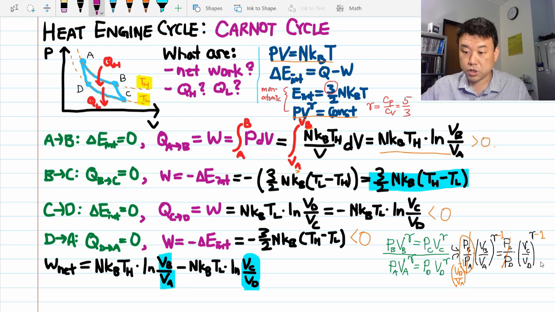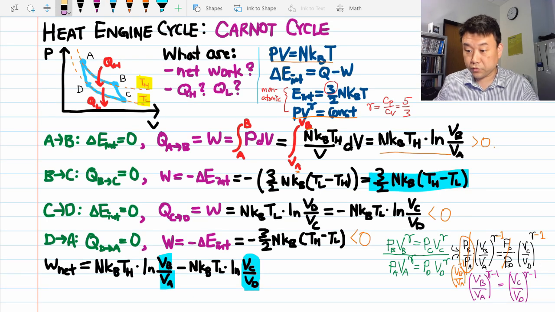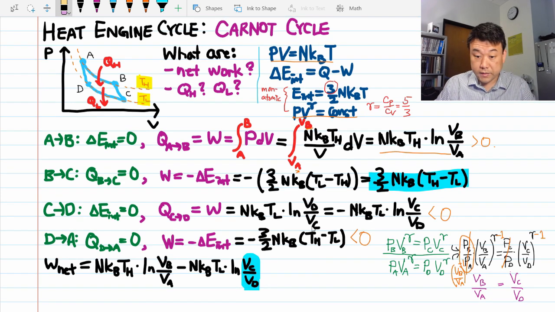So this is the relationship you end up with. VB over VA raised to the factor gamma -1 is equal to VC over VD raised to factor gamma -1. And since it's the same power, that actually means VC over VD is equal to VB over VA. So I can do this: get rid of this raising to the power of gamma -1 and say VC over VD is equal to VB over VA. Alright, let me make the change here and change VC over VD with the VB over VA.